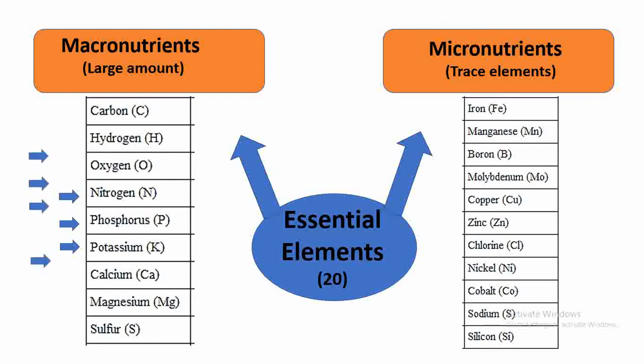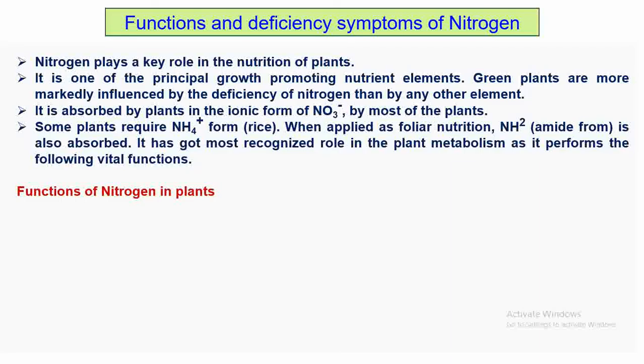Among the macronutrients, you have to study about nitrogen, phosphorus, potassium, and magnesium, their role and deficiency symptoms in plants. In case of micronutrients, there are two examples in your syllabus, that is iron and copper. You have to study about their role and deficiency symptoms. Okay, first one is nitrogen.